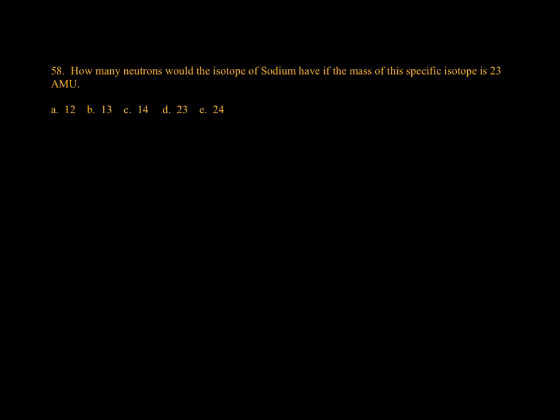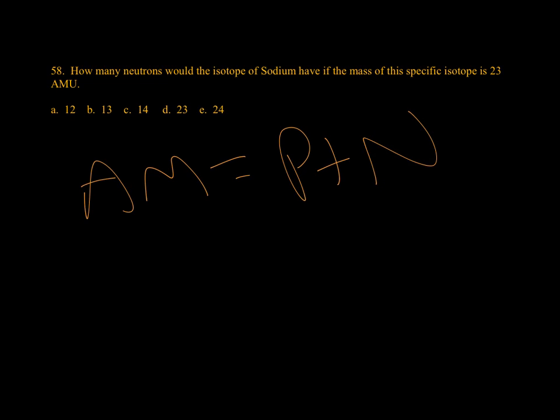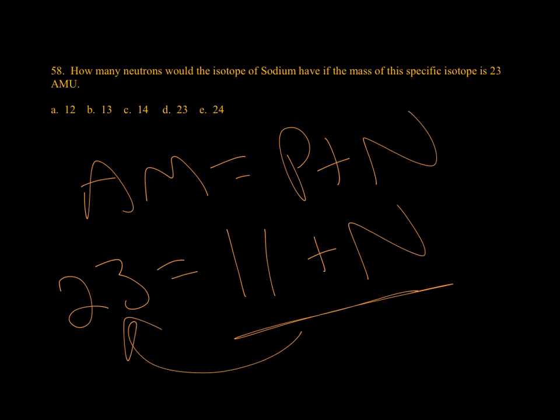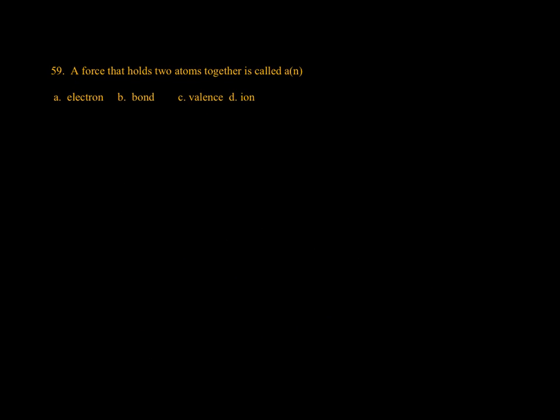How many neutrons would the isotope of sodium have if its mass is 23? So remember, atomic mass equals protons plus neutrons. The mass is 23. The number of protons, you find by looking up the element on the periodic table. The atomic number of sodium is 11, which means 11 protons, plus however many neutrons there are. Well, those two numbers have to add up to 23. So 11 plus 12 equals 23. So that particular isotope has 12 neutrons.